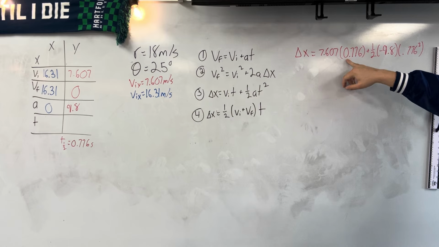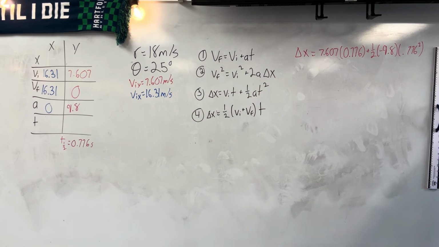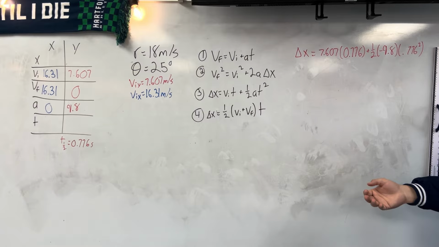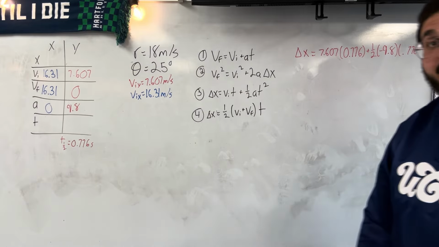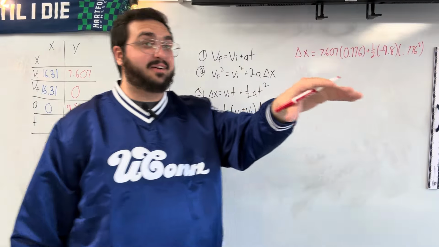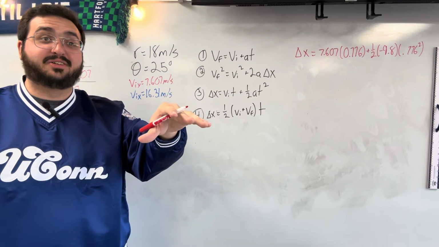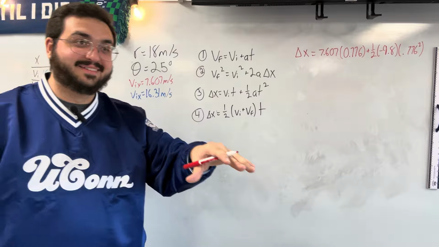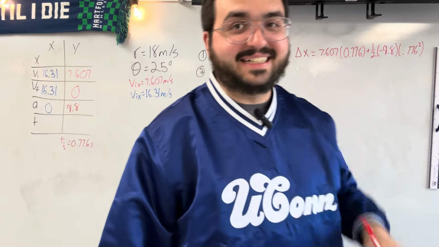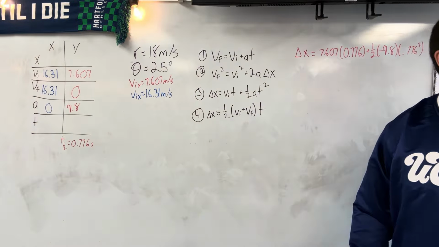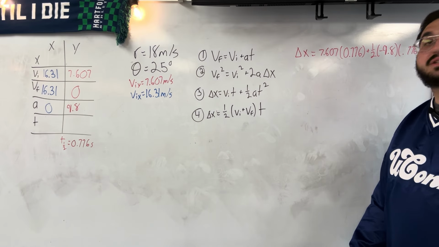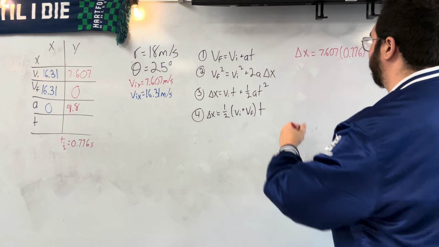7.607 times 0.776. Live studio audience? The one person in the live studio audience is actually doing stuff on their calculator. I want it on the record. All three of the people in the live studio audience have a calculator out. Only one person is actually doing the calculations. Okay? 5.903. Thank you, one person. The other two people are clapping, presumably for her. Okay.